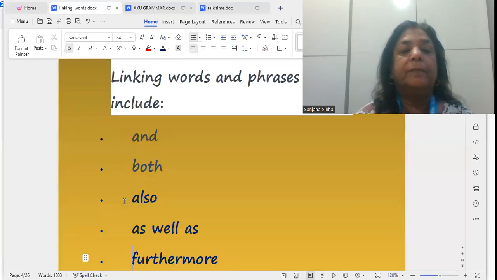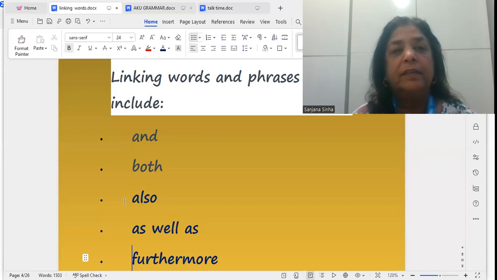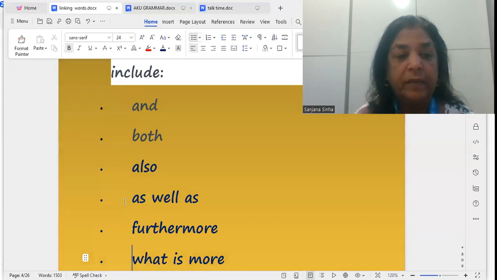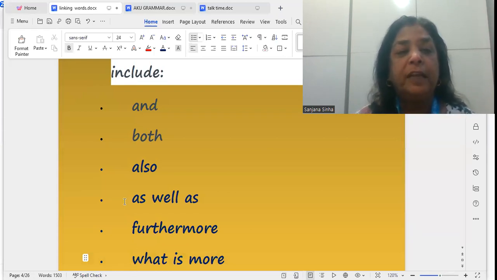As well as. I read the newspaper as well as check out my WhatsApp messages in case I do not miss out on anything. Furthermore, I check on what is more important so that I can include that in my agenda.